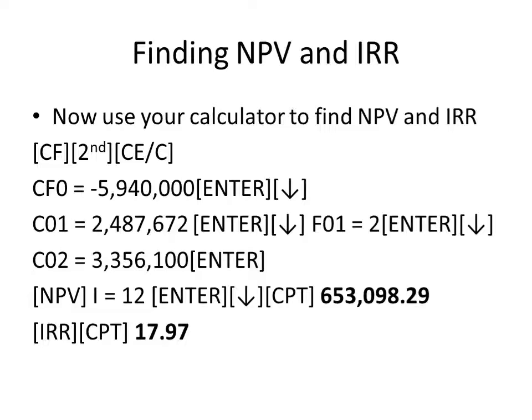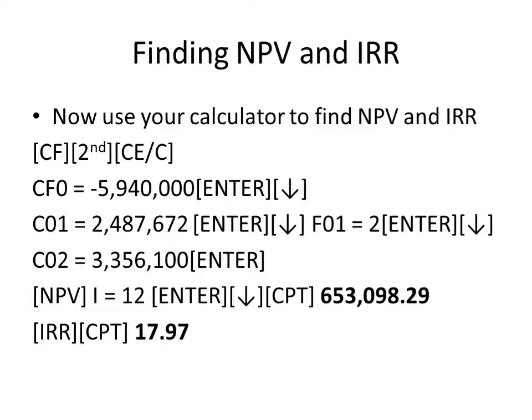Now F01 here is the number of times in a row that that identical cash flow occurs. In this case, it happens twice in a row, year 1 and year 2. And so we're going to say F01 is equal to 2, then hit enter, and then arrow down. Finally, cash flow C02 is 3,356,100, and hit enter, and we're done. Now, you could go down and look at F02 and make sure it says 1, but I guarantee you that it does as long as you cleared the calculator out the way I told you to.